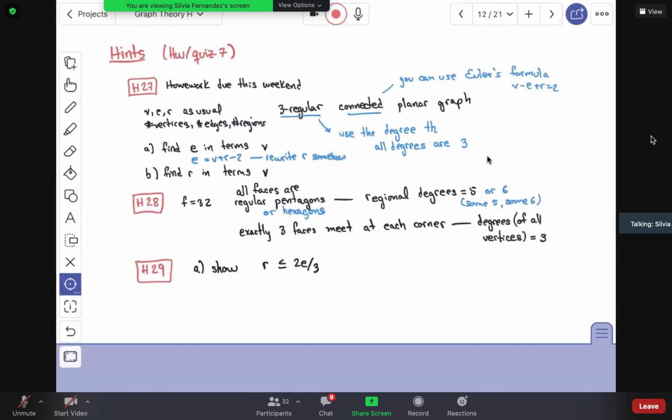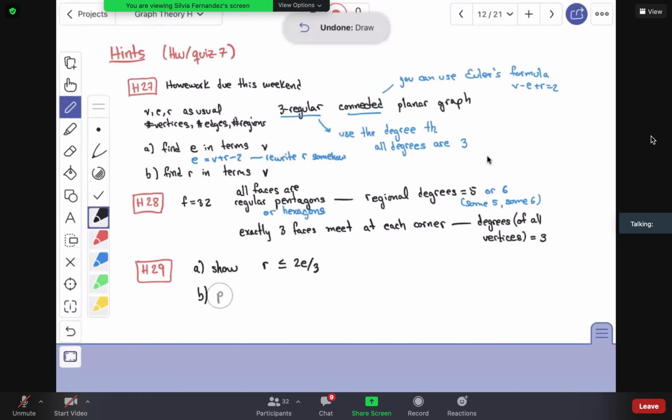H29 asks you to prove two things. And actually, in this order, because A is going to be used for B. So actually do it in this order. So show that R is less than or equal to 2E over 3. And then prove that E is less than or equal to 3V minus 6. This is a very useful statement. I don't know why it's not usually given as a theorem, but this inequality is used all the time.